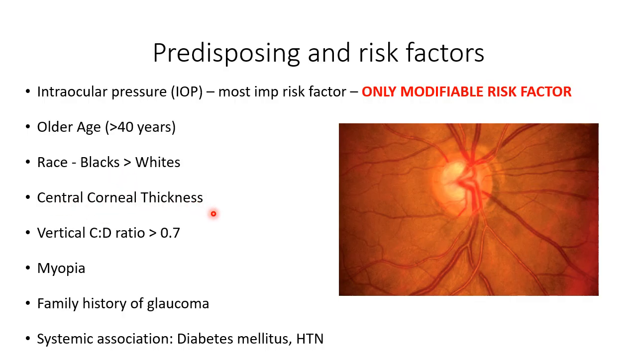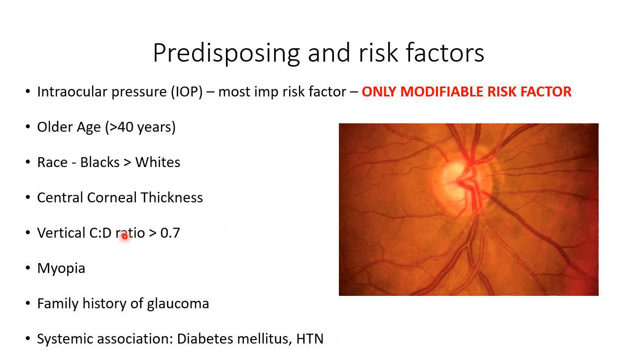Central corneal thickness. Studies have shown that the thickness of the central cornea in itself is inversely proportional to the occurrence of open angle glaucoma. That is, thinner CCT or thinner corneas are supposed to be a risk factor for glaucoma.